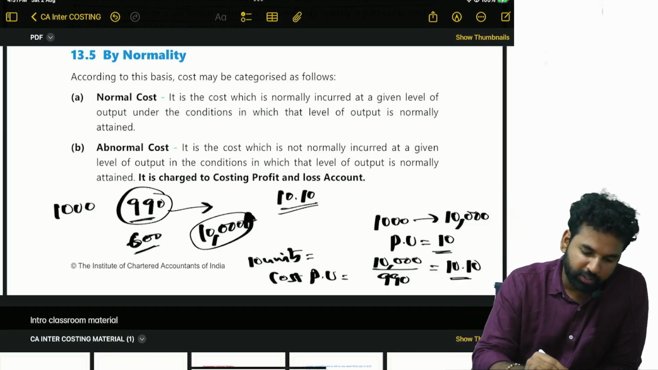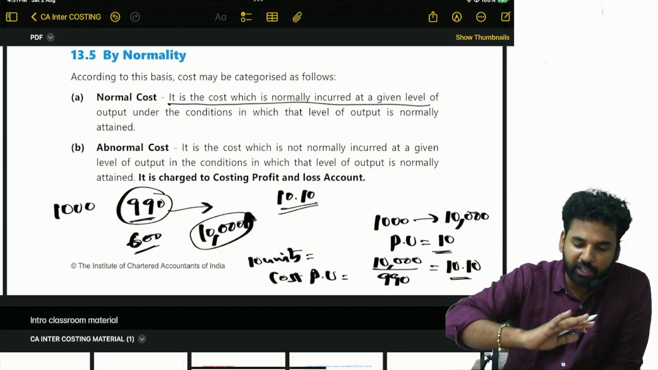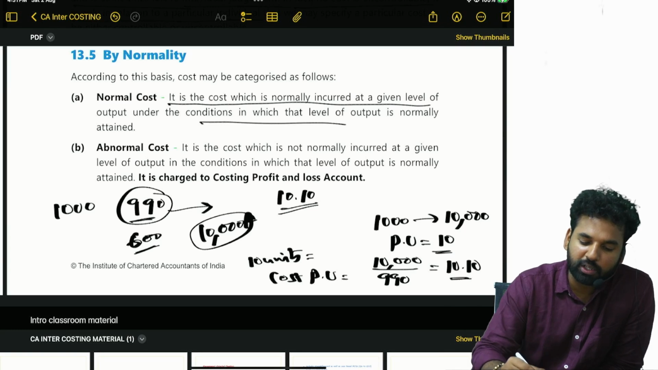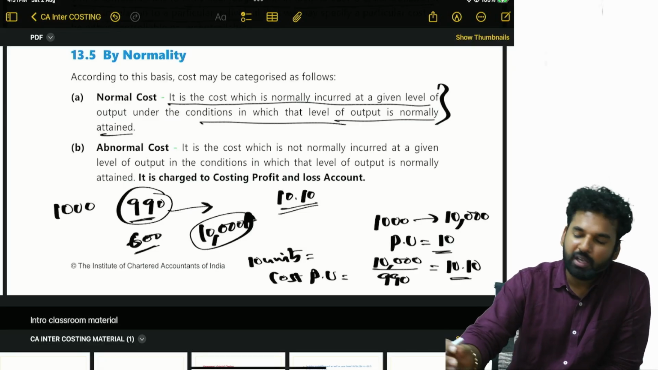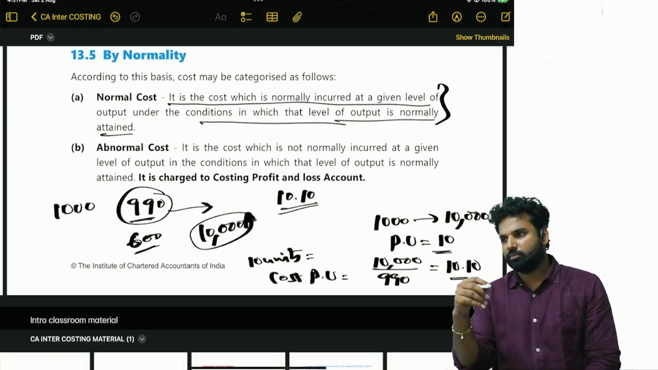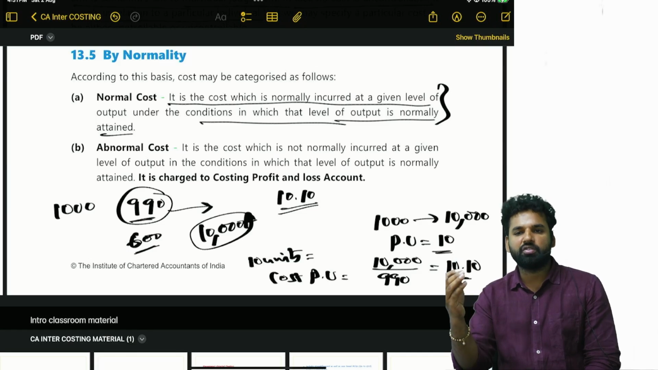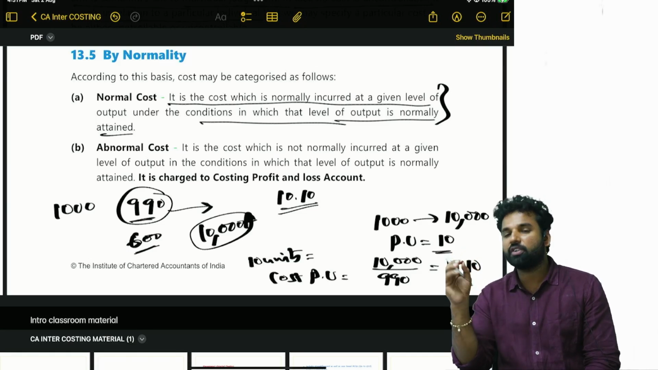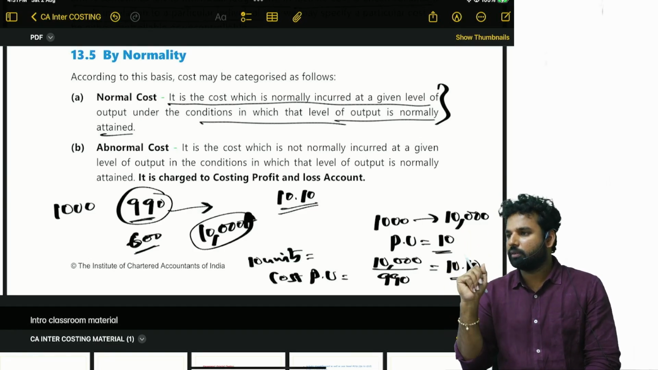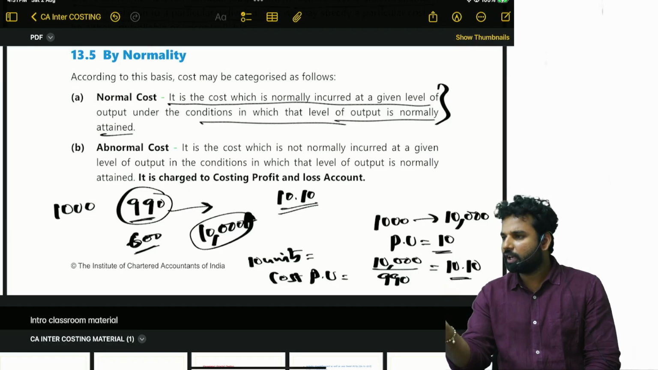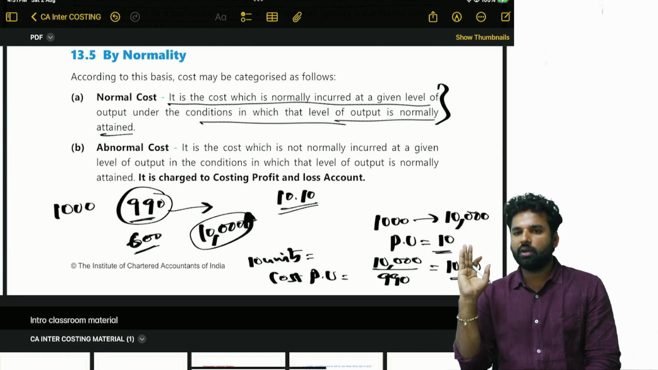Normal cost is the cost which is normally incurred at any given level of output. Whatever the level of output, there will be a certain percentage of handling loss, 0.5% or 1%. It is obvious. Petrol is being transported, moved for loading and unloading, so naturally some gas will evaporate. Out of 20,000 liters, 10 or 20 liters of petrol will evaporate. So there will be a loss like this.